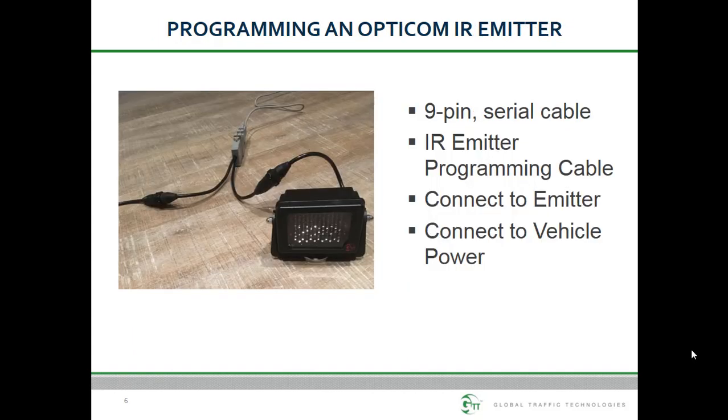To program an IR emitter, disconnect from the connector that is within a few inches of the emitter itself. Connect the programming cable with one Y connector lead going to the emitter and the other one going to the vehicle power source. Use a straight-through 9-pin serial cable to connect your laptop with the 9-pin connector on the programming cable. Once connected, be sure there is power to the emitter.